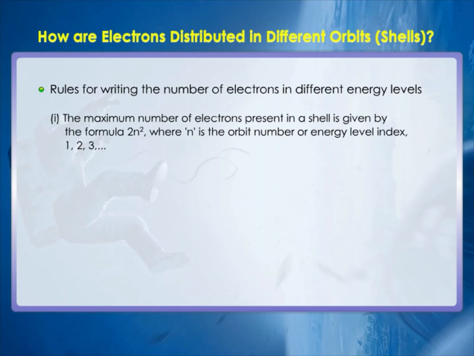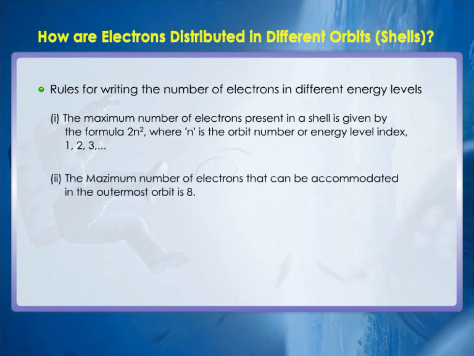Hence, the maximum number of electrons in different shells are as follows. First orbit or K shell will be 2 × 1² = 2. Second orbit or L shell will be 2 × 2², that's equal to 8. Third orbit or M shell will be 2 × 3², that's equal to 18. Fourth orbit or N shell will be 2 × 4², that's equal to 32, and so on.